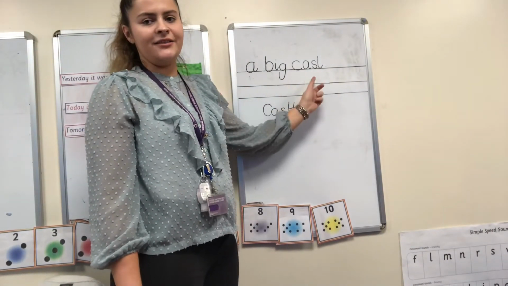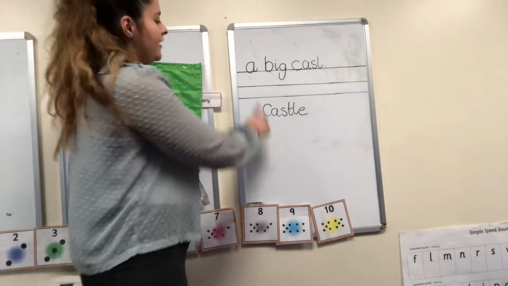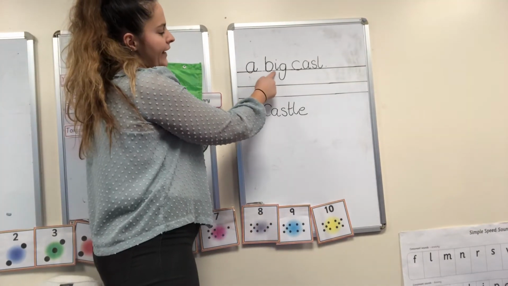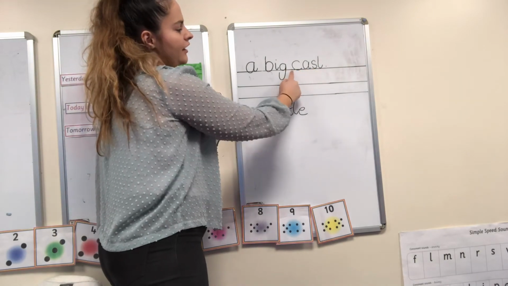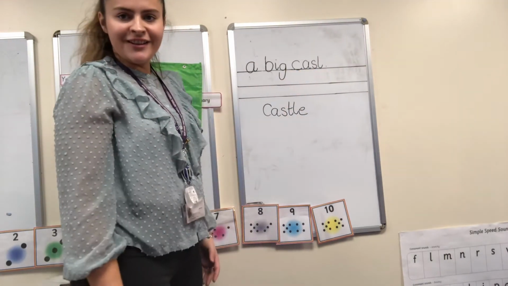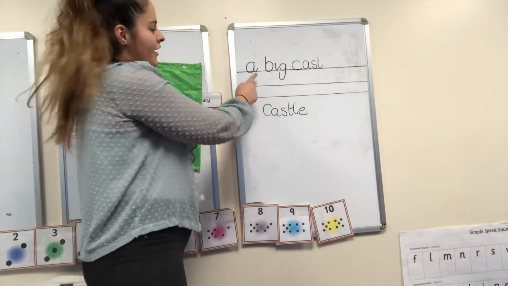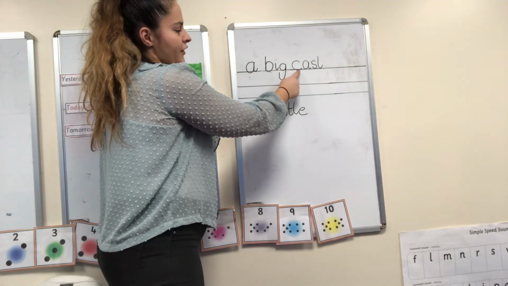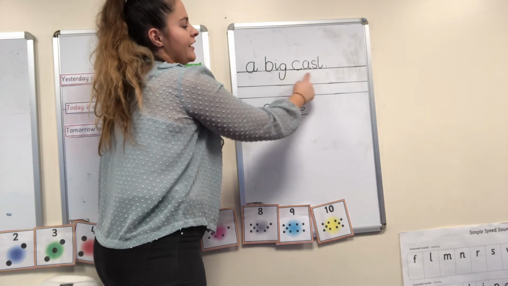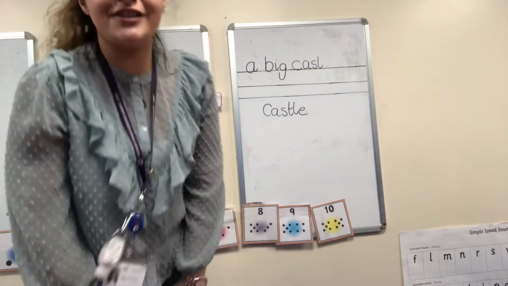Castle. So let's read our sentence all together. A big castle. Well done. Let's read it one more time. A big castle. Super. Well done, everybody.